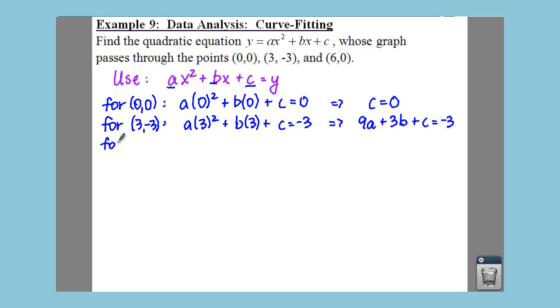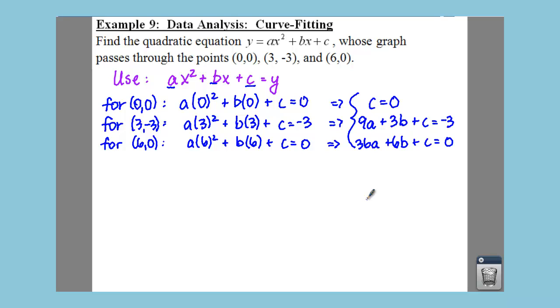And then finally we have to use our third point, which is (6, 0). So we're going to say a times 6 squared plus b times 6 plus c is equal to 0, which gives us 36a plus 6b plus c is equal to 0. Here are your three equations. Now the good thing is, since we need to find out what a, b, and c are, we already know what c is. It's right here.